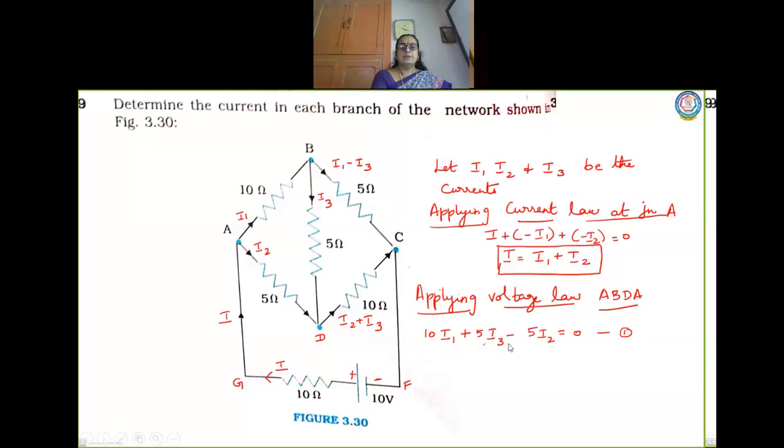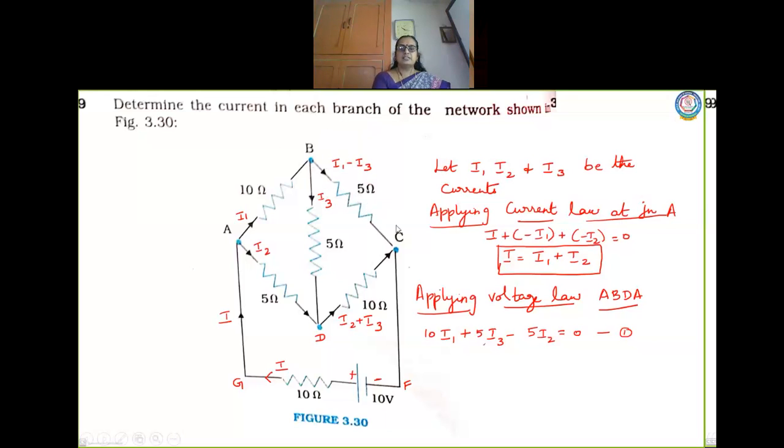Now the next loop, what we are going to consider, keep on looking at the diagram very clearly. I'm going to take the loop, this one. So it is B, C, D, B. Once again, I'll tell you, B, C, D, B. This loop I'm going to consider. So let us see the arrows. Start from B, children. Starting from B, the current is moving from B to C, correct? So the product of current into resistance, I will write with a positive sign.